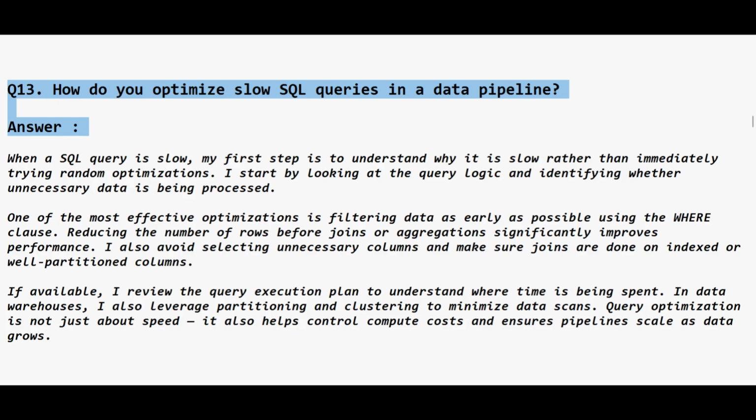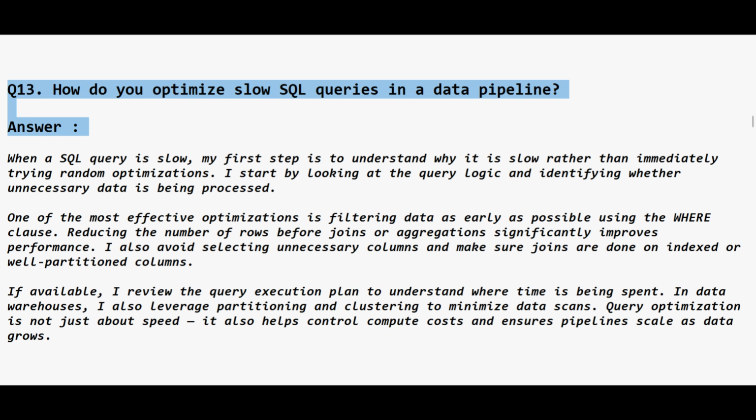I also avoid selecting unnecessary columns and make sure joins are done on indexed or well-partitioned columns. If available, I review the query execution plan to understand where time is being spent. In data warehouses, I also leverage partitioning and clustering to minimize data scans. Query optimization is not just about speed.